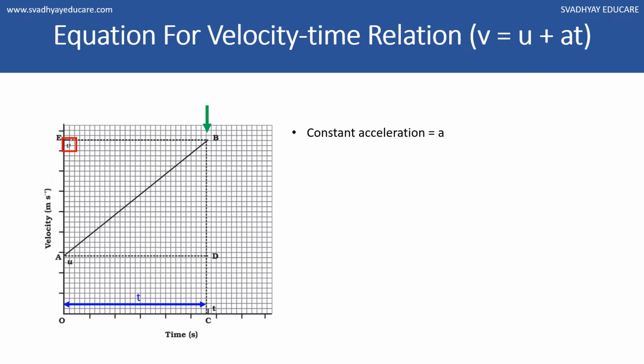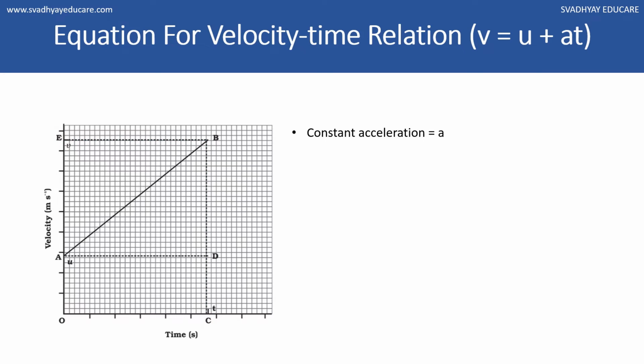Initial velocity is shown as OA and final velocity is shown as OE. Now from point B, draw lines parallel to time axis and velocity axis, and therefore let point E be on velocity axis and point C be on time axis.